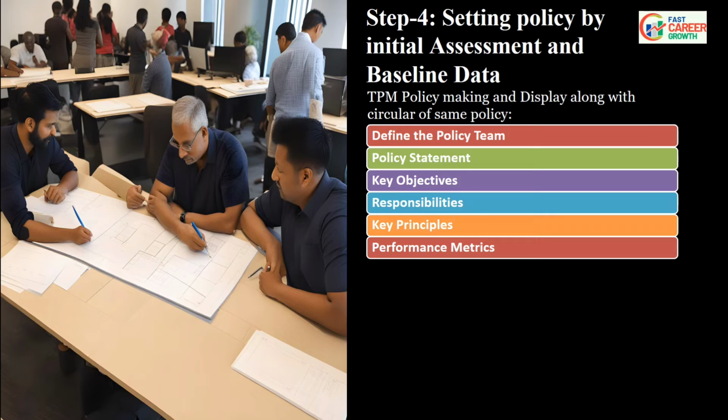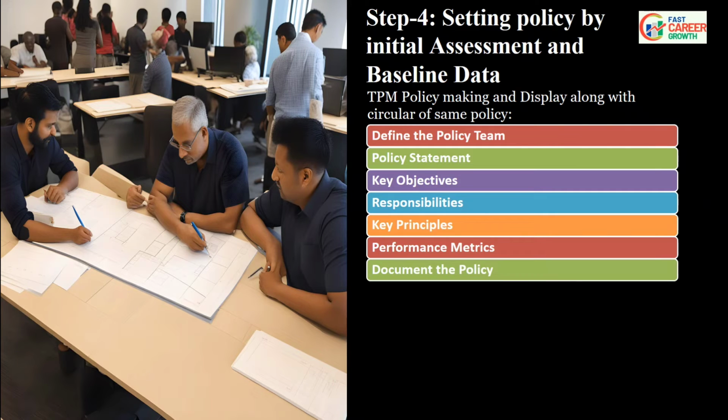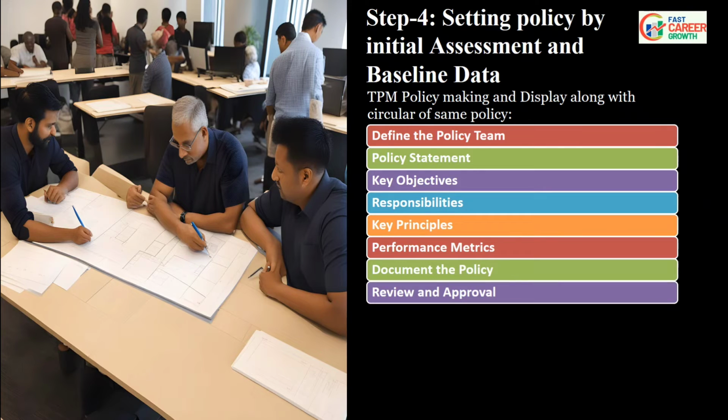TPM Policy Circular. Document the policy. Create a formal document that includes the TPM policy statement, objectives, responsibilities, principles, and performance metrics. Review and approval. Share the policy document with key stakeholders for review and feedback. Ensure that it aligns with the organization's goals and that all relevant parties support it. Make any necessary revisions.